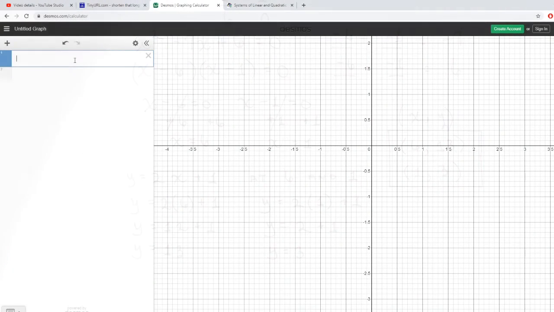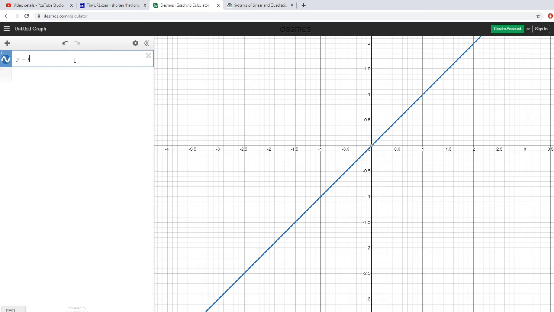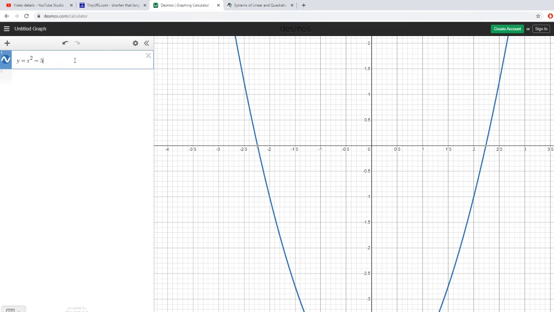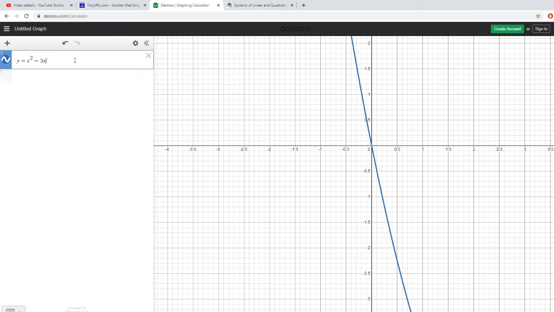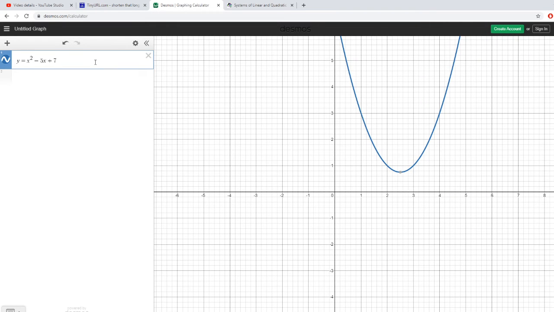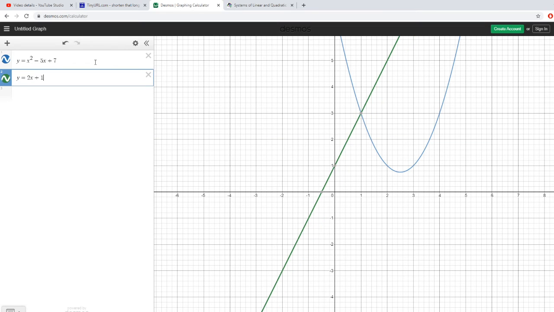Okay, so first let's plug in that quadratic equation we had, y equals x squared. And to get the squared, I hold down Shift and hit 6. Shift 6 gives me that squared, minus 5x plus 7. Okay, so over here I see that quadratic graphed. New line, y equals 2x plus 1.